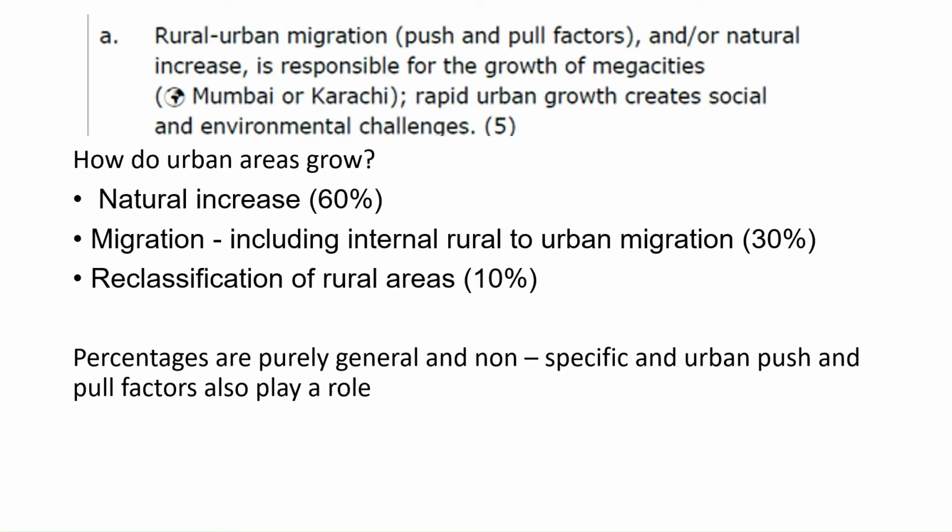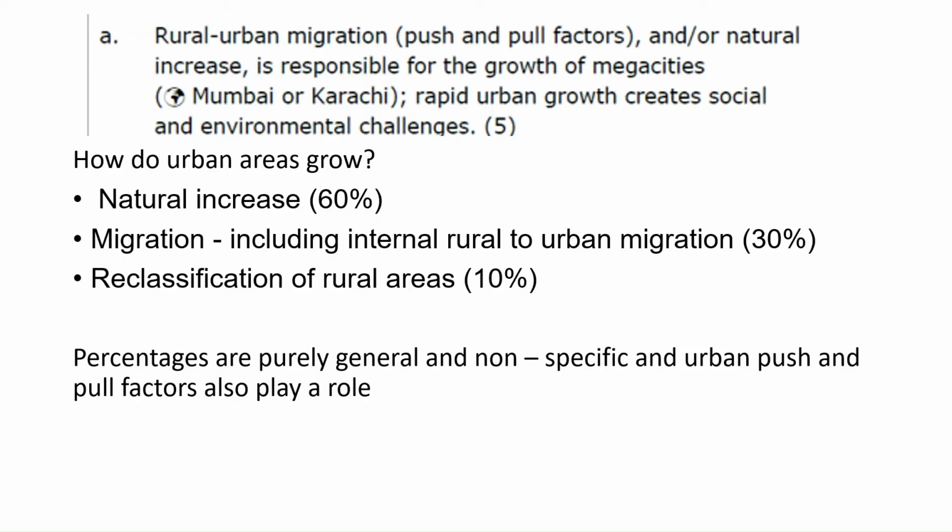So rural urban migration, push and pull factors, is responsible for growth of megacities. You need to know Mumbai or Karachi. So this is what you need to know, guys. So urban areas grow. Generally, this is a very general overview of urban areas. So natural increase is responsible for 60% of a city's growth. So this means people making babies. I'm sure you guys had PSEG lessons on this. I'm not going to go into too much detail. But yeah, when people make babies, there's going to be more people in the city.